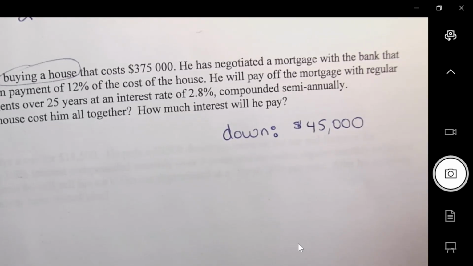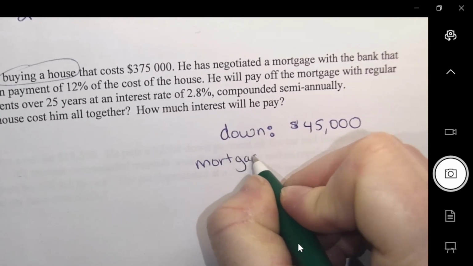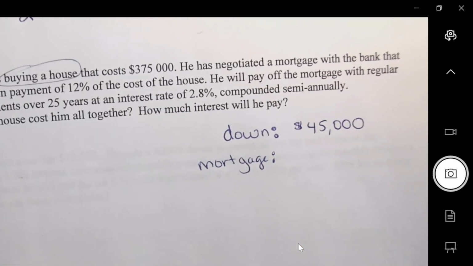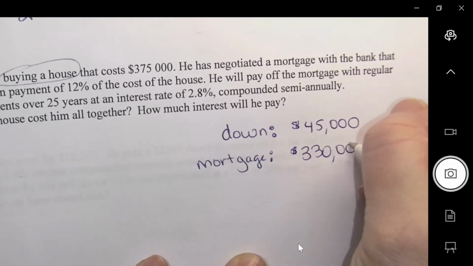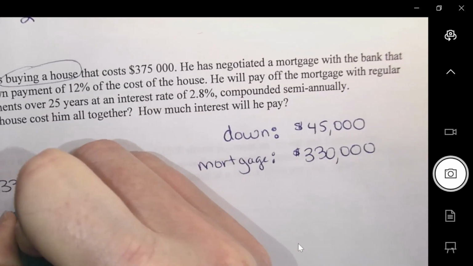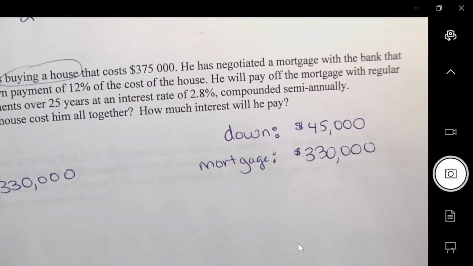So that means, what is my mortgage? How much do you have to go into the bank and ask for? So you're going to take that off. Okay, so we paid $45,000 of our own, so now we still need to borrow $330,000. So that is my starting, that's my previous value. That's how much money I need to borrow.